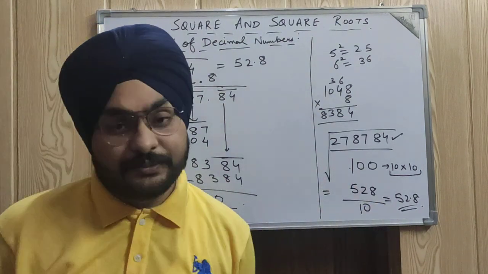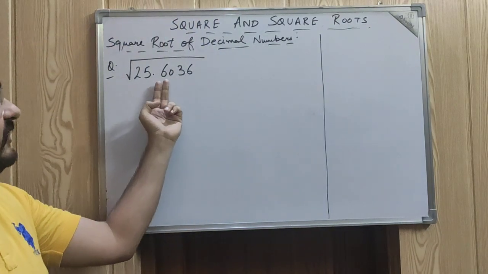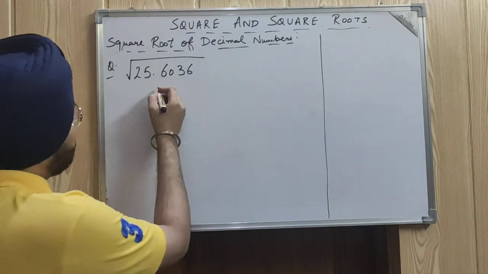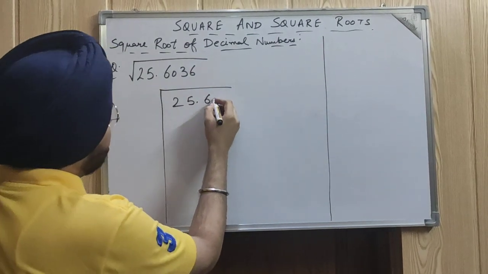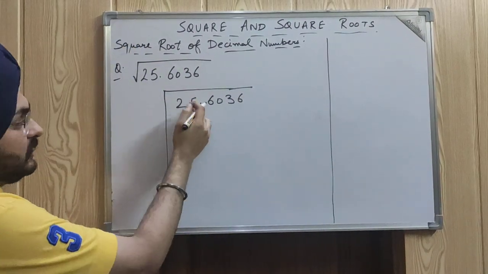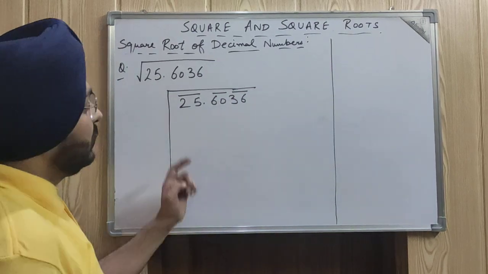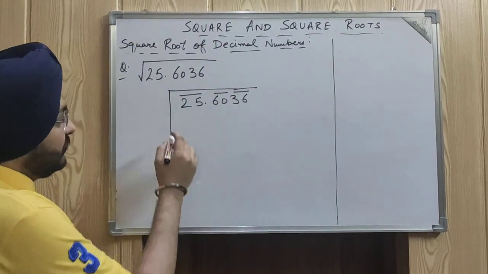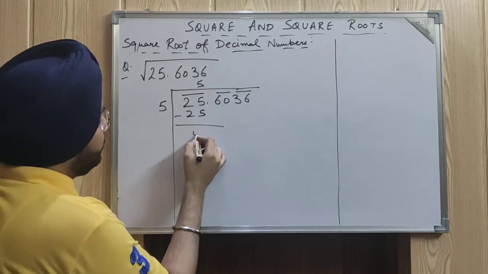So coming to the next. So next question is like in this way. Find the square root of 25.6036. So again, I'll be writing in this way. 25.6036. So start making the pairs. Decimal here, this one, and then these type of things. Okay, so now start with what? 5. So 5 into 5 will be what? 25. On subtracting, we will be getting 0.